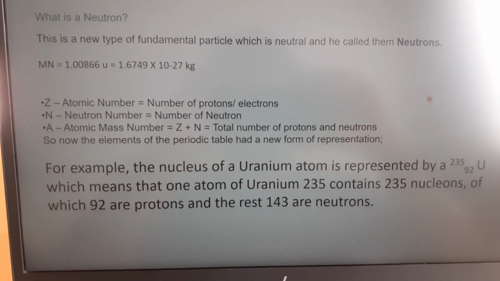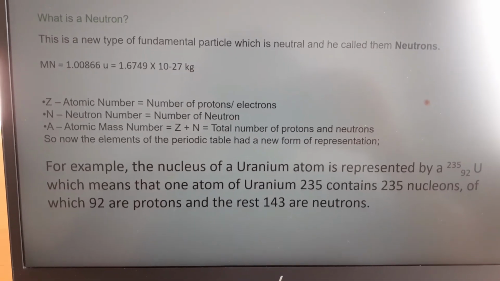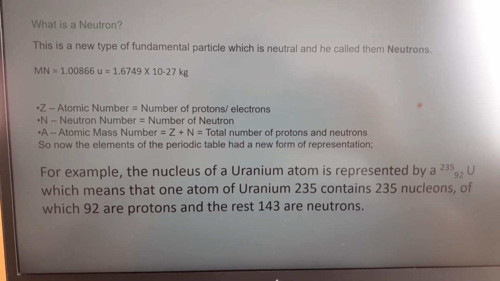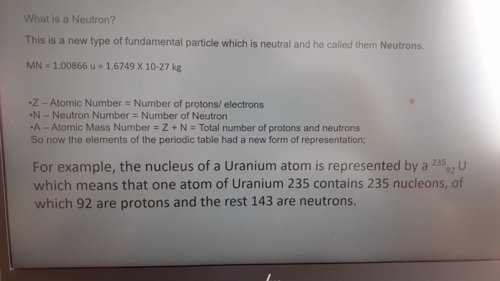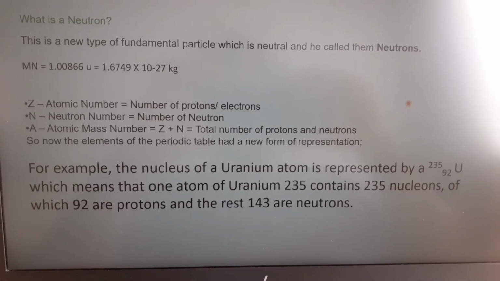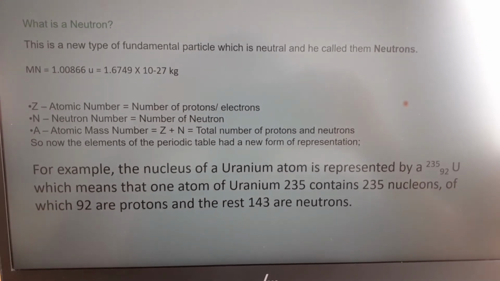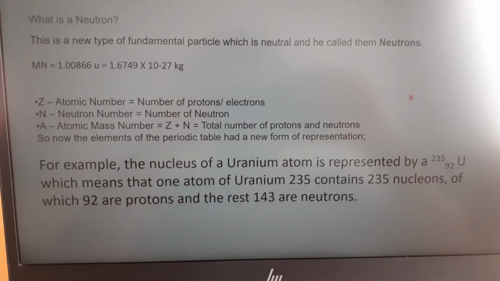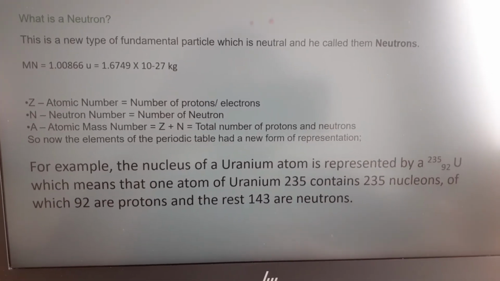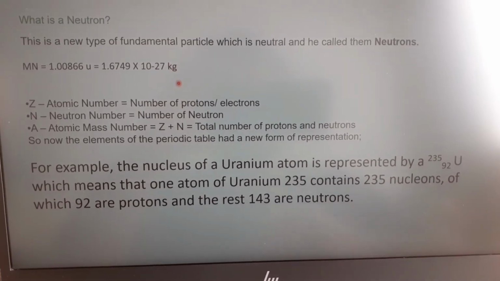So what is a neutron? This is a new type of fundamental particle which has a neutral charge, and its name is neutron. The proton is positively charged and the electron is negatively charged. The mass of the neutron is 1.6749 × 10^-27 kg.